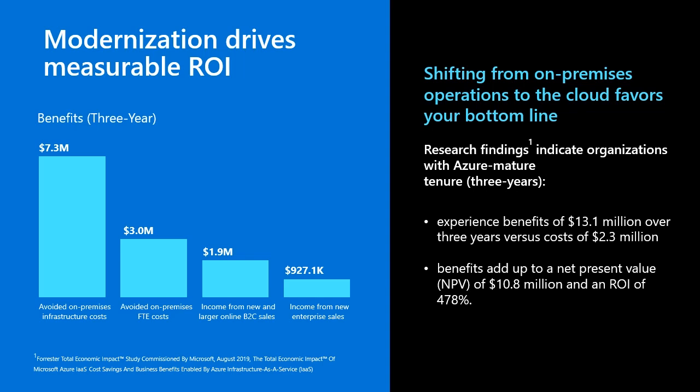So shifting from on-premise operations to the cloud favors your bottom line, and the research and the results are undeniable. Even organizations here in the country, for example, who have said that they will never go to the cloud, which includes the government and the banking sector, have just realized that the benefits far outweigh their fear and concerns about running things on the cloud.